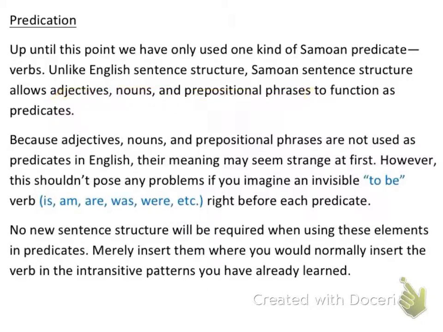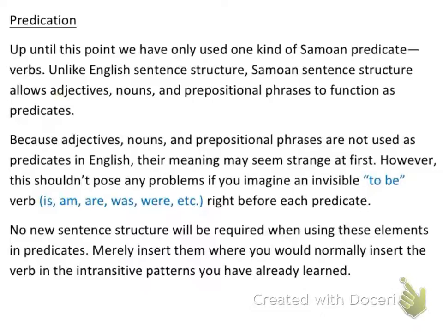So the bottom paragraph kind of explains how we use the adjectives, nouns, and prepositional phrases in our sentences without verbs. So no new sentence structure will be required when using these elements in predicates. Merely insert them where you would normally insert the verb in the intransitive patterns you have already learned.